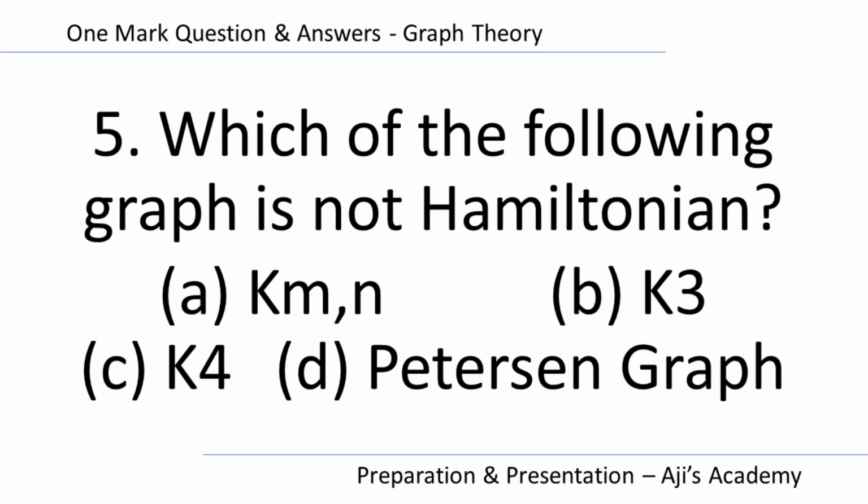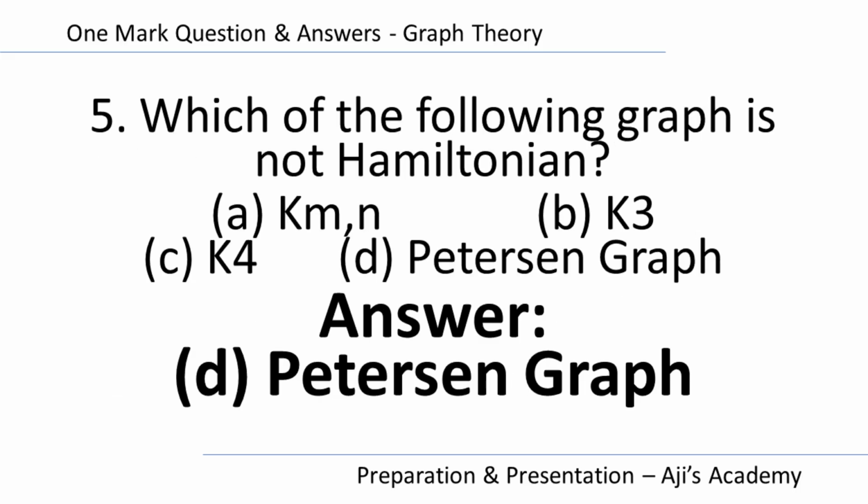Question number 5. Which of the following graphs is not Hamiltonian? Here 4 options are given below. Option A, complete bipartite graph Kmn. Option B, K3. Option C, K4. Option D, Petersen graph. Here the answer is the Petersen graph, which is not Hamiltonian.